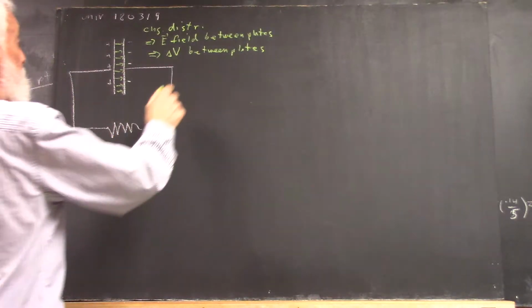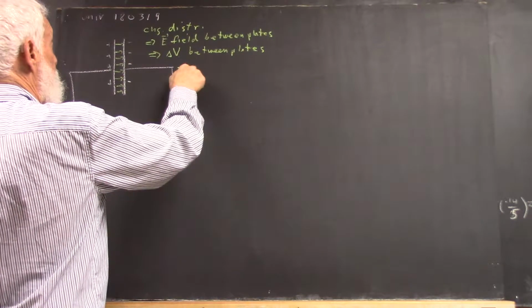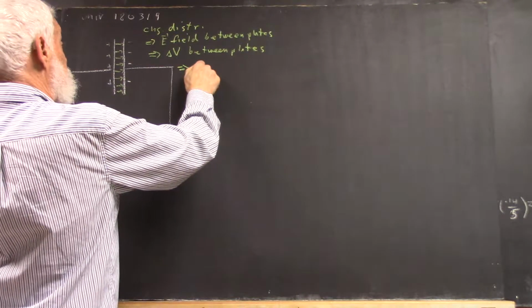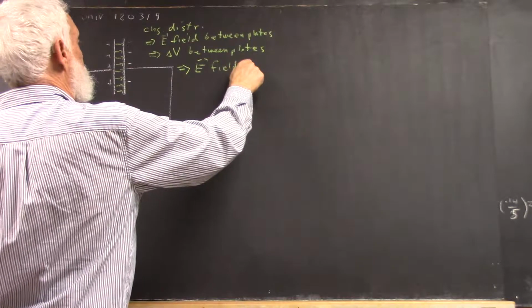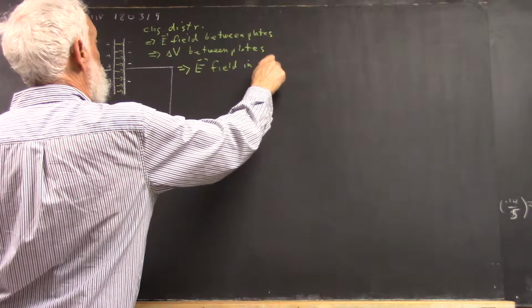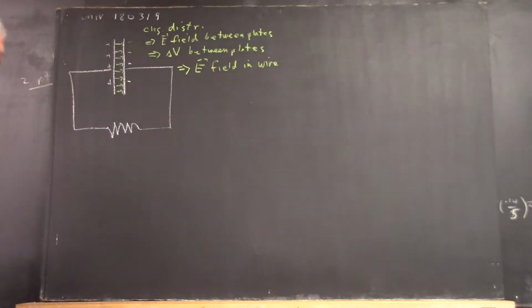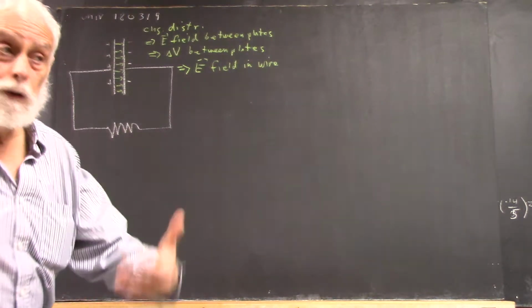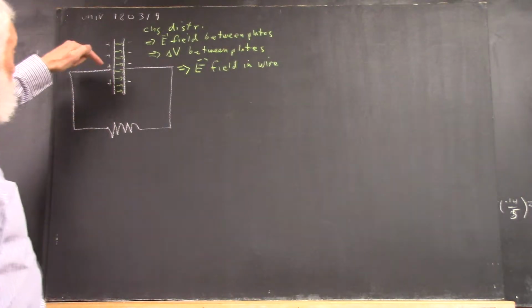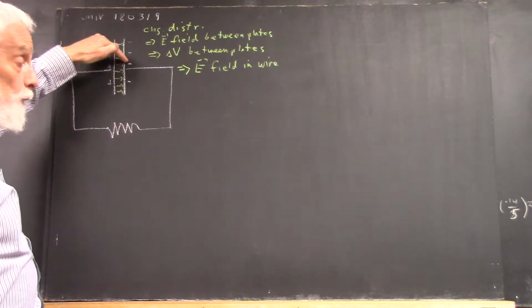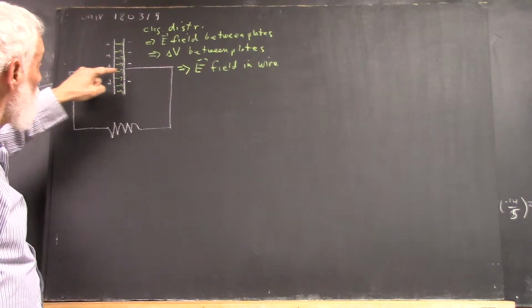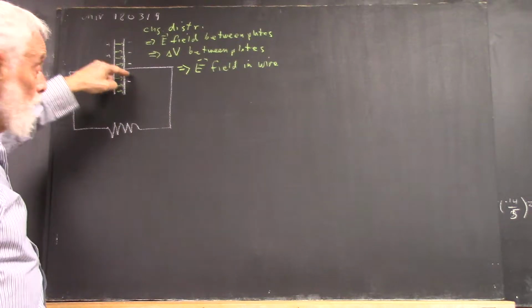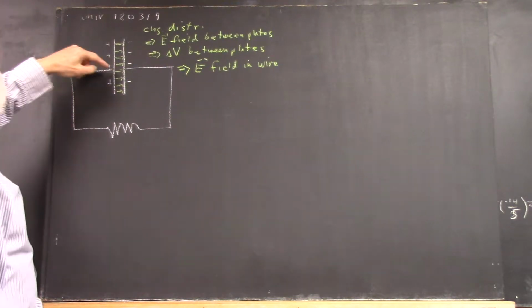Potential difference gives you an electric field in the wire. By definition, potential difference is your change of energy per unit charge. If you have more energy per unit charge here than you have here, then you have more energy per unit charge at the wire here than you do here.